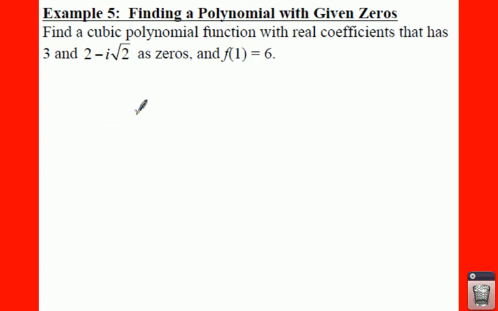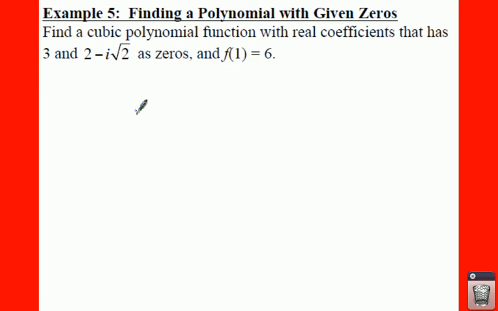Here in example 5, you're going to find a cubic polynomial function with real coefficients that has 3 and 2 minus i radical 2 as zeros, and f of 1 is equal to 6. You're going to want to write either small or leave quite a bit of space, and you might have to write below on your notes. This will take up quite a bit of steps, but I want to make sure I explain it thoroughly, that way you don't get lost.